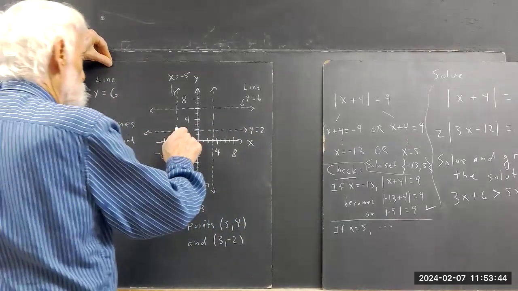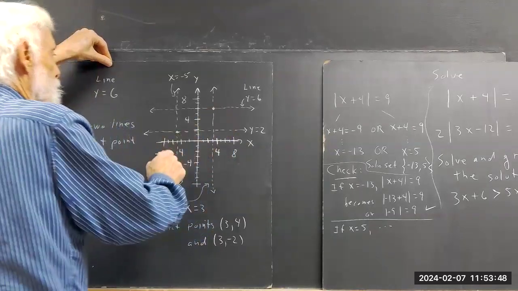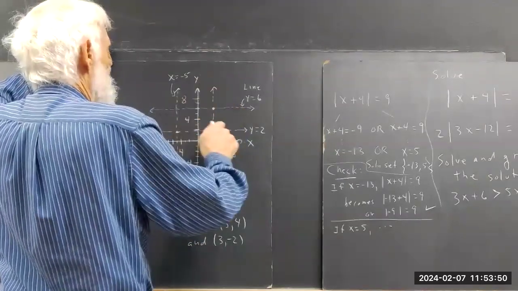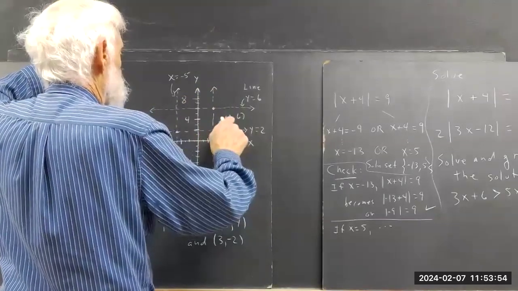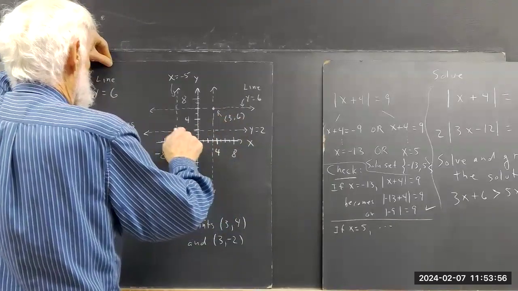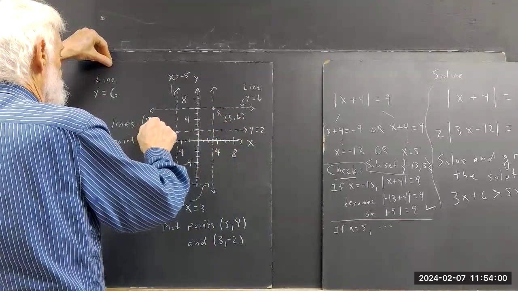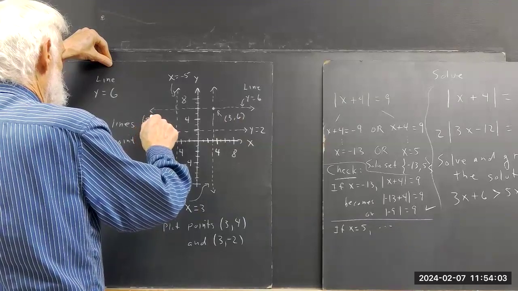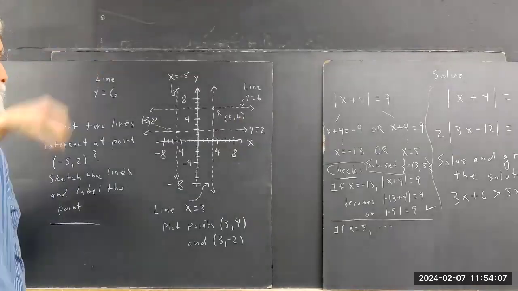And then we mark the point. This point is (3, 6). And this point is (-5, 2). Kind of bunch that up a little bit. Okay.